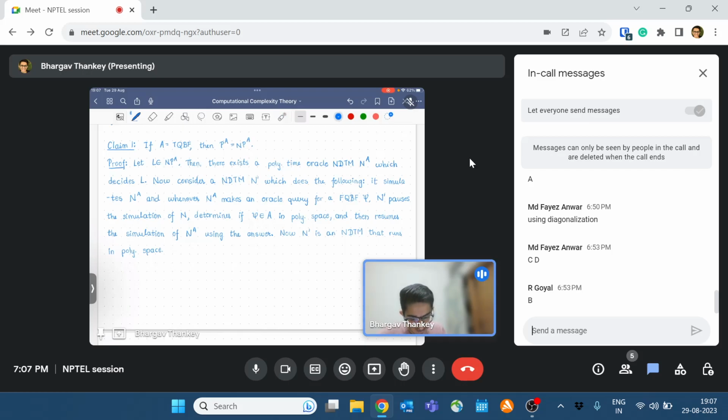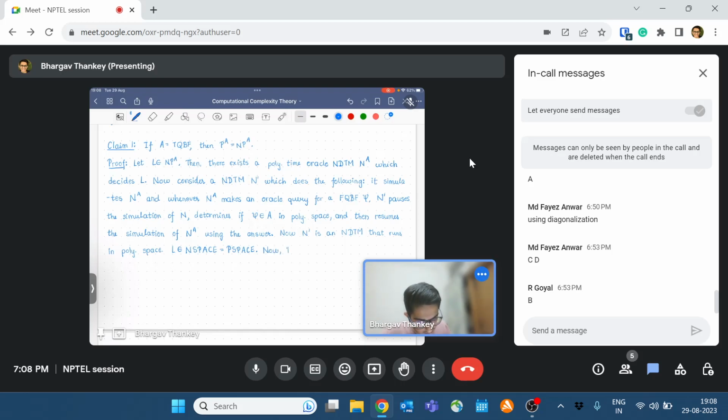And this means that L is in NPSPACE, which is the same as PSPACE. So is this fine? Yes.